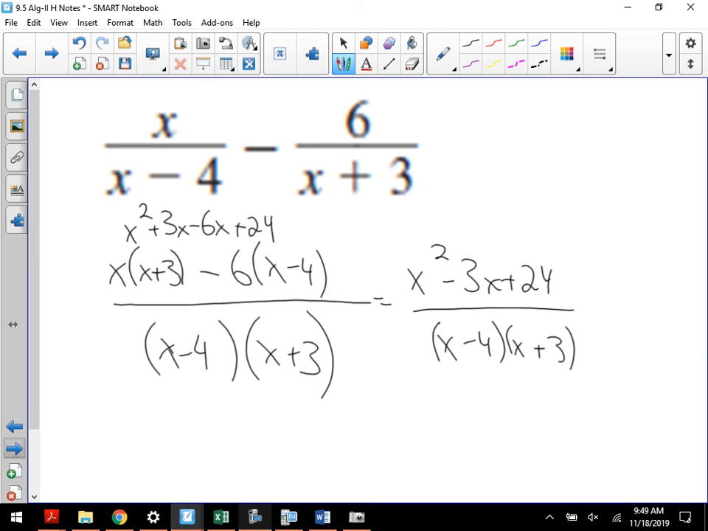Like I said, don't worry about multiplying out denominators. You don't need to worry about that. And that's where a lot of you guys mess up. You forget that there's a negative there. So it's minus the 6.